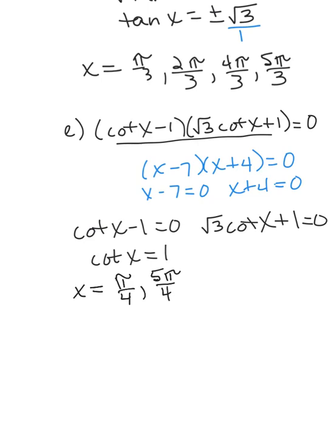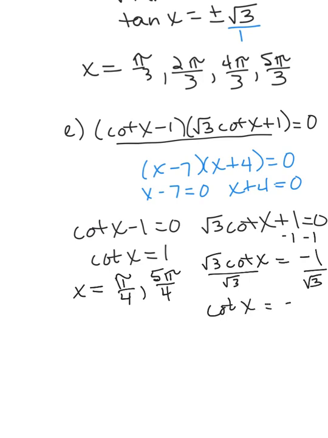On the second factor, we want to get the cotangent by itself. So the first thing we're going to do is subtract 1. We now have square root of 3 times cotangent of x equals negative 1. We still don't have the cotangent by itself. It's times the square root of 3, so we're going to divide by the square root of 3. So now we have the cotangent of x equals negative 1 over square root of 3.